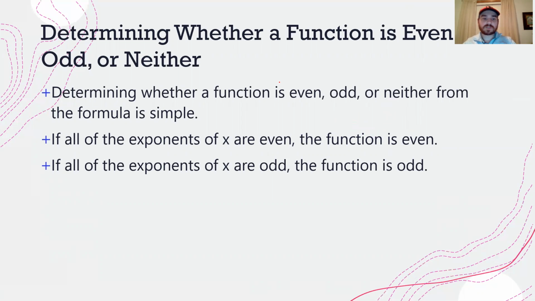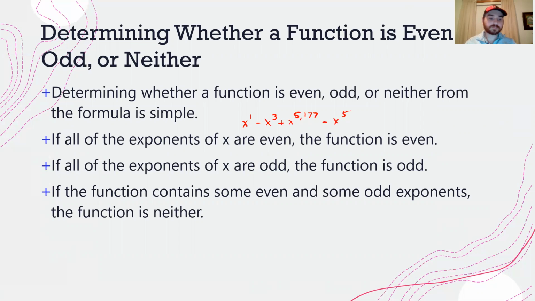If all of the exponents of x are odd, then the function is odd. Same idea. We could have x to the 1 minus x to the 3 plus x to the 5,177 minus x to the 5th. And that's an odd function. All of the exponents are odd, I should say.